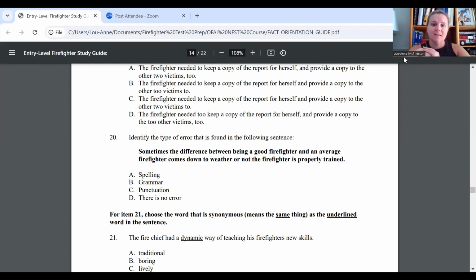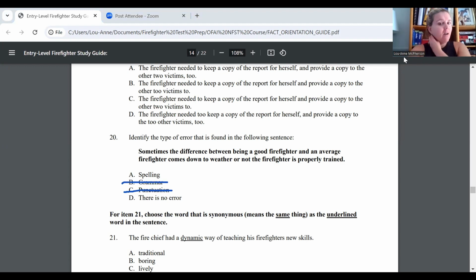Now, the sentence says, sometimes the difference between being a good firefighter and an average firefighter comes down to whether or not the firefighter is properly trained. If you were to work through this, you can see that there are no punctuation errors and there are no grammatical errors in this sentence. So you can cross off punctuation. Even though it's a long sentence, it's expressing one idea, so punctuation is not warranted here. And it's a correct sentence because it has all of the pieces of a correct sentence, so it's not going to be a grammar error.